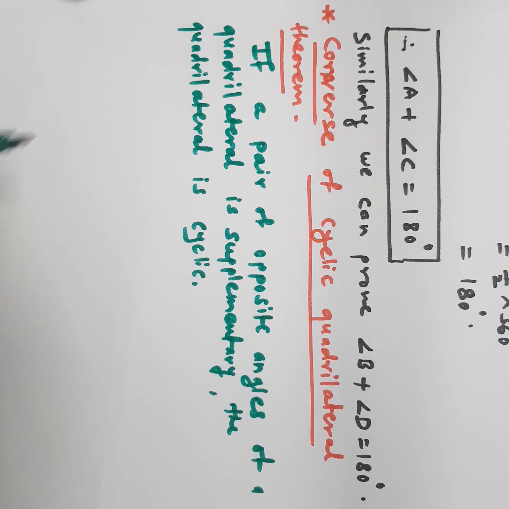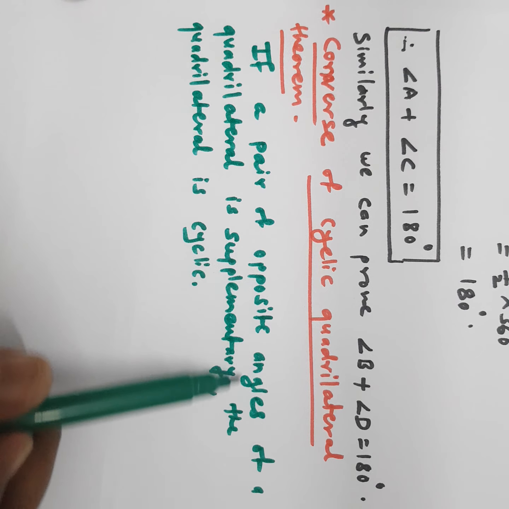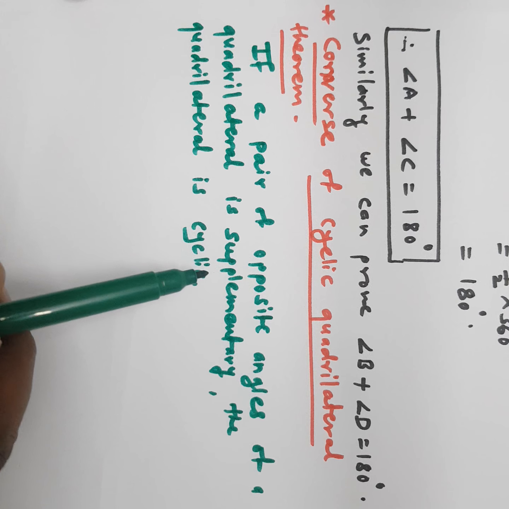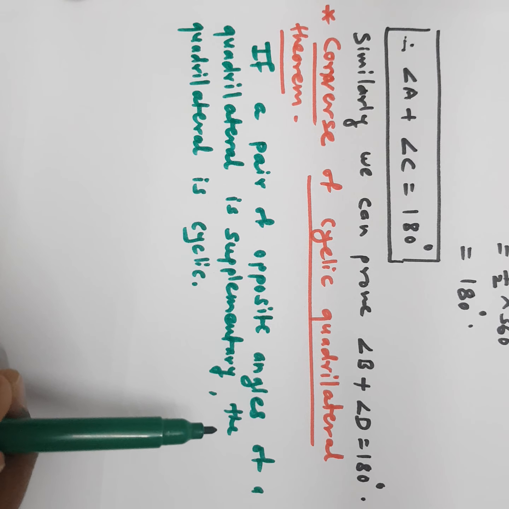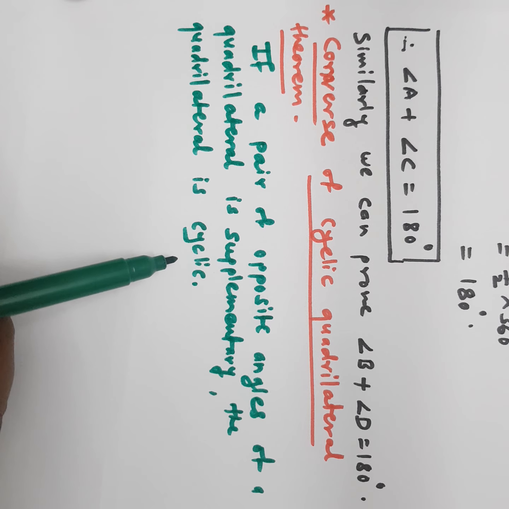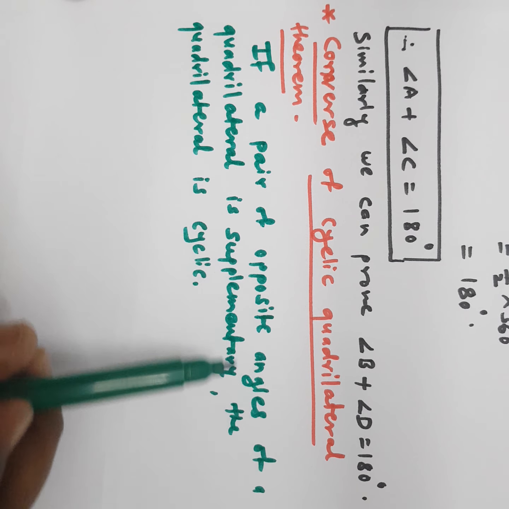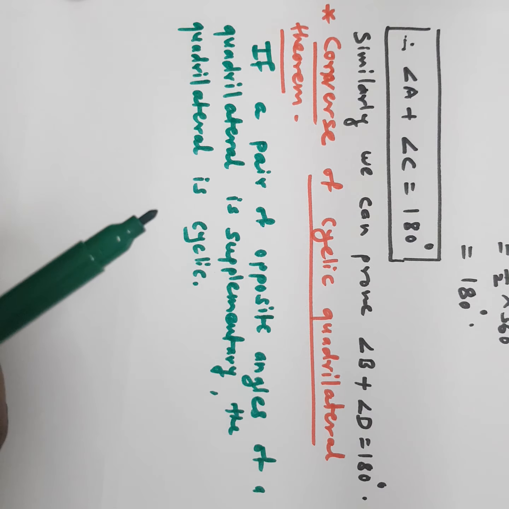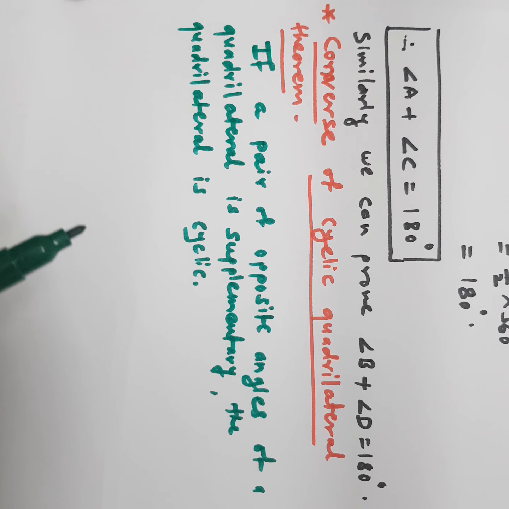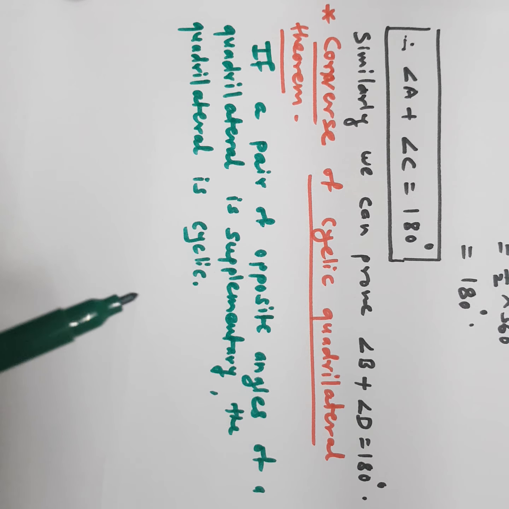The converse of the cyclic quadrilateral theorem is: if a pair of opposite angles of a quadrilateral is supplementary, then the quadrilateral is cyclic. If a pair of opposite angles, meaning in the above theorem, it will be reversed.